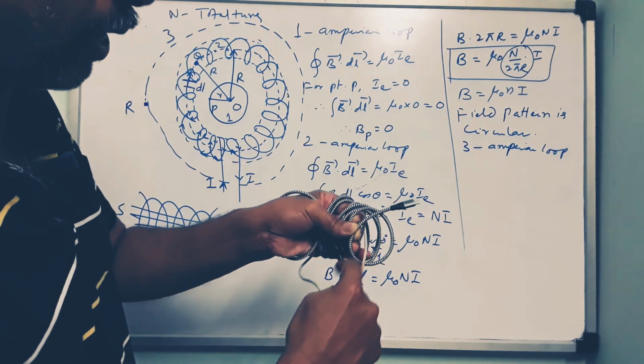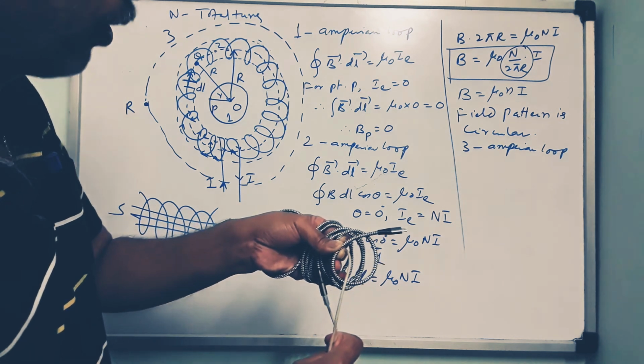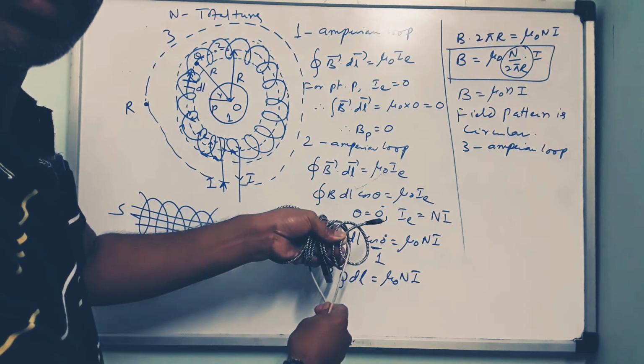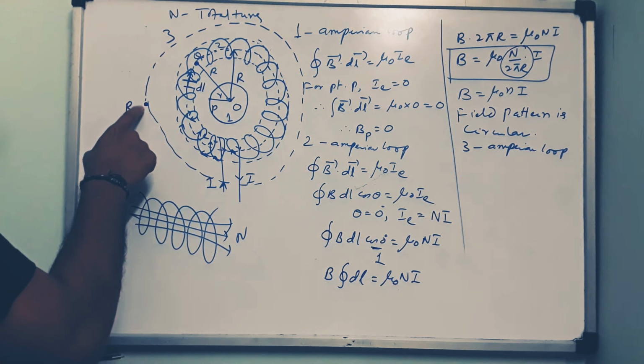That is, they are carrying current in the upward direction. So all of them will add up. So this will be N into I. So therefore, the calculation will be like this. Okay? Right. Now what I do, I am taking the point 3 here.